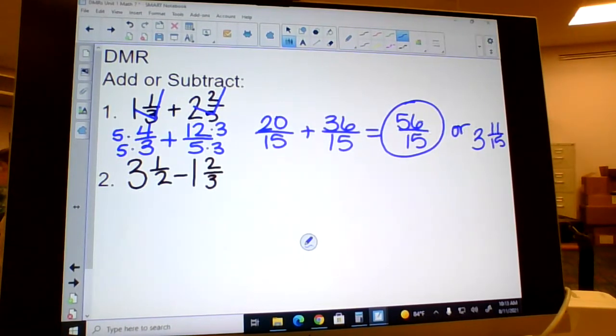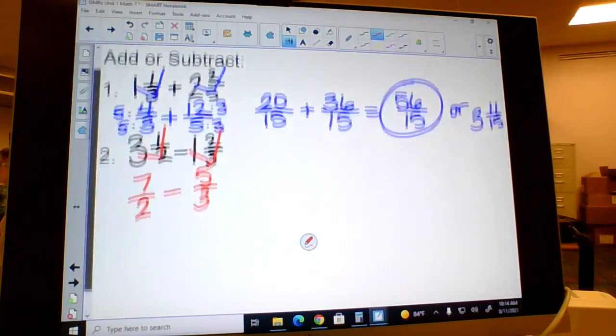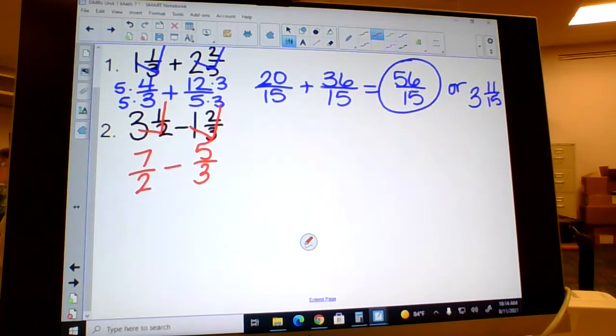Okay? Alright, number 2, same deal. Let's change them to improper fractions first. So 3 times 2 is? Plus 1? 7. So 7 halves minus, and then 1 times 3? Plus 2? 5. So 5/3. Alright, so let's look at our denominators here. 2 and 3. 6 would be my common denominator. And once again, if you're not sure, just multiply them together. 2 times 3 is 6, so we're making them 6.